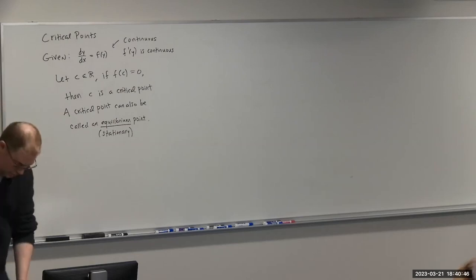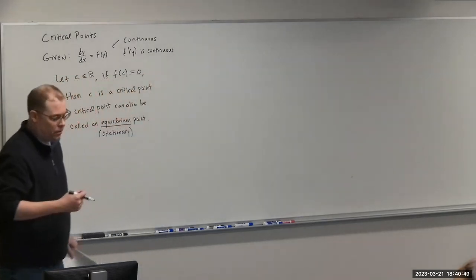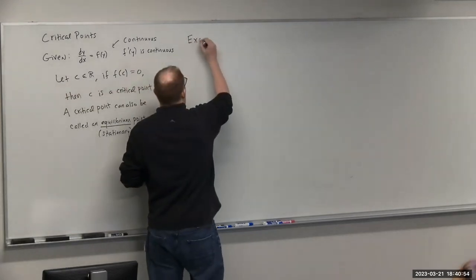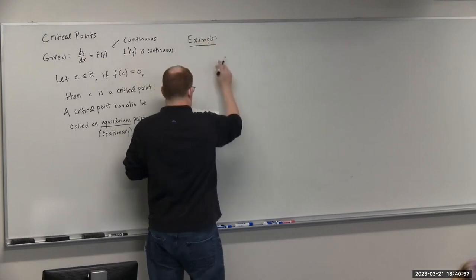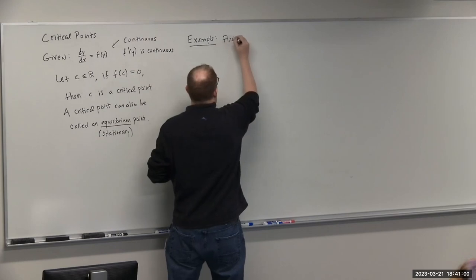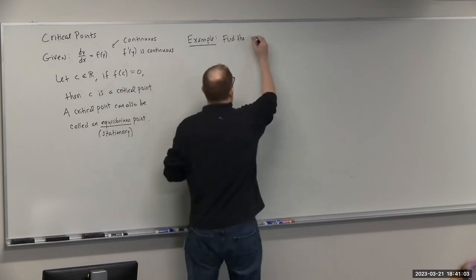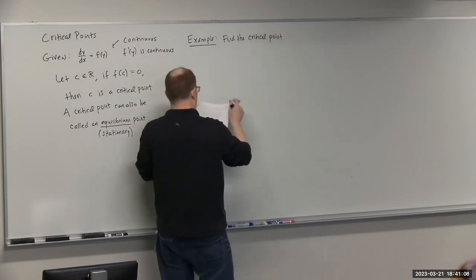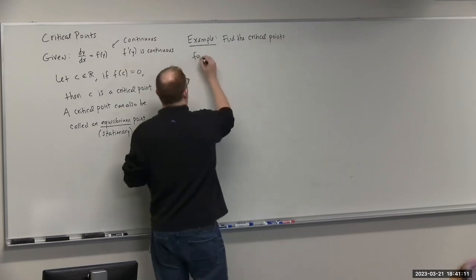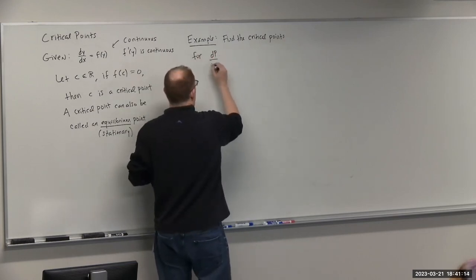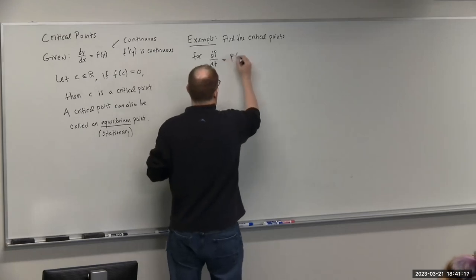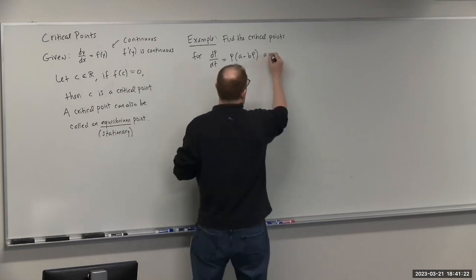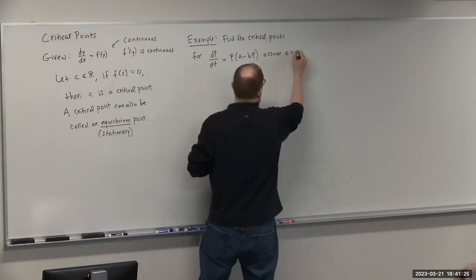So let's look at an example of this. The example I'm going to use here is the logistic function. And we're going to assume that A is strictly bigger than B.